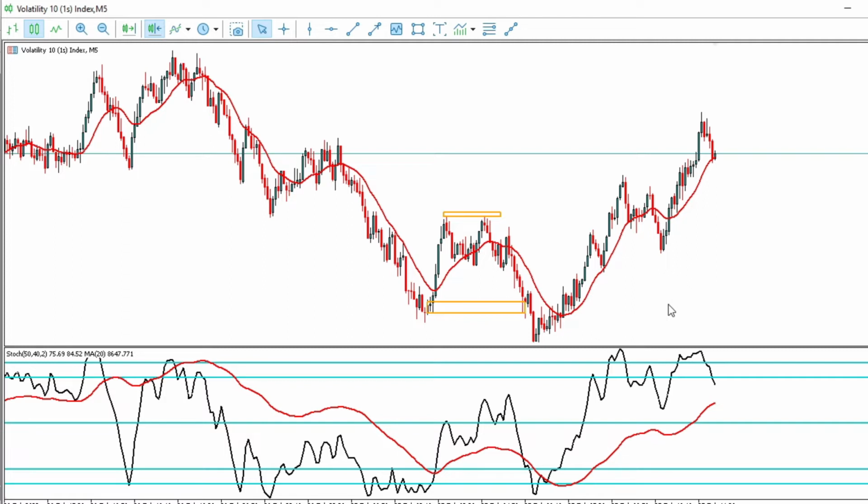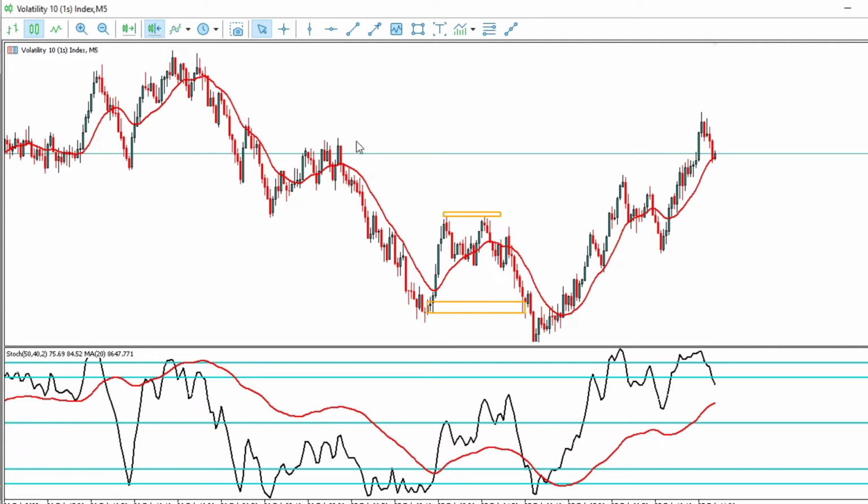So when we look here, we're having this moving average on the main chart. Whenever the price crosses upwards, we take buys, and whenever the price crosses downwards, we take sells.